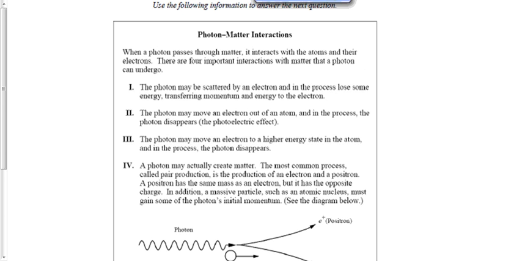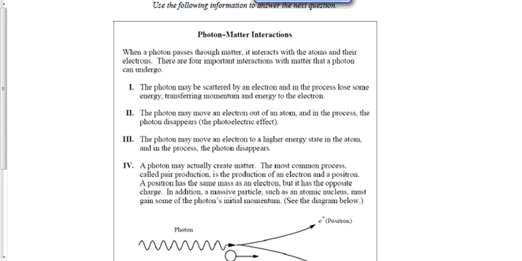All right, let's take a look now. It says photon matter interactions. This is when a photon, which, by the way, you don't know right now, you learn in your next unit, but it doesn't really matter for the context of this question. Just so you know, though, a photon is a tiny little particle of light, a little itty bit of light. When a little bit of light passes through matter, it interacts with the atoms and their electrons. There are 4 important interactions with matter that a photon can undergo. The photon may be scattered by an electron, and in the process lose some energy, transferring momentum and energy to the electron. That's something we call the Compton effect, and we're going to learn about the Compton effect later this year, but it's not really relevant to this question.